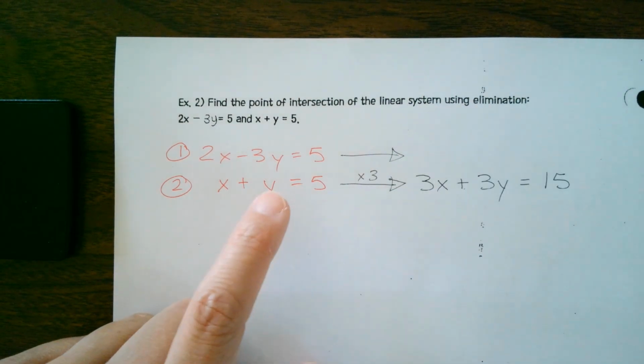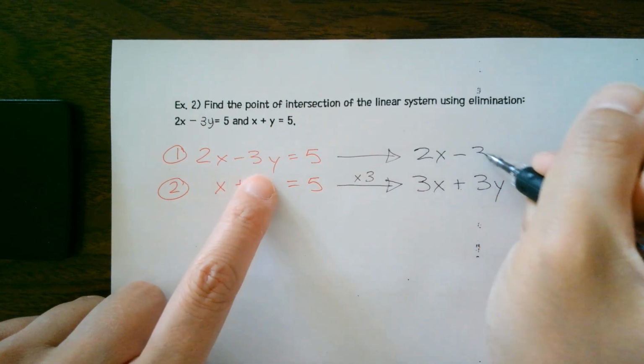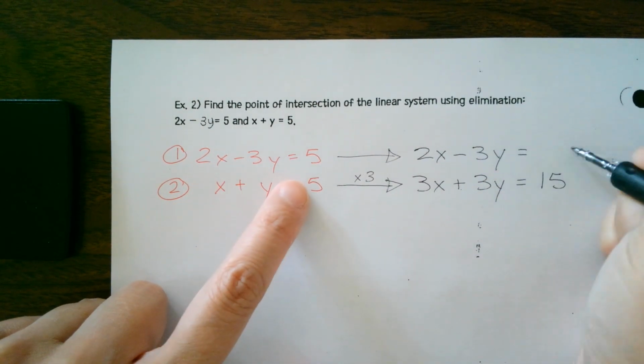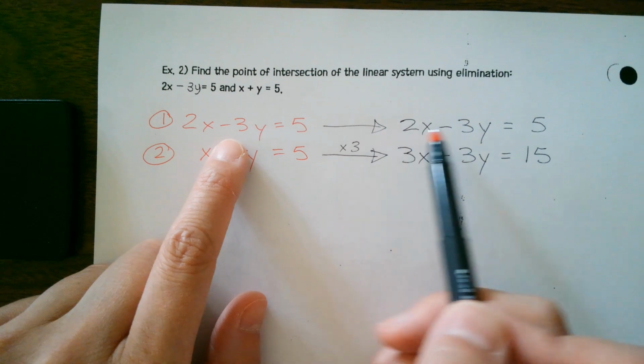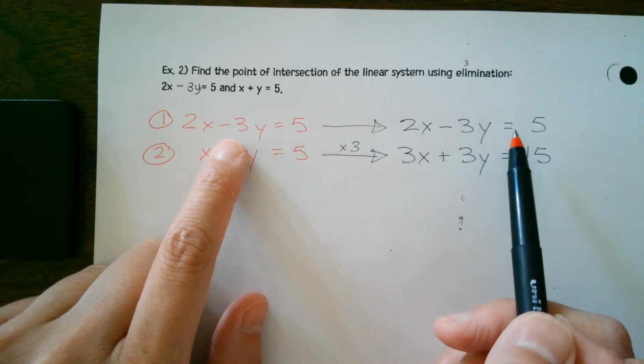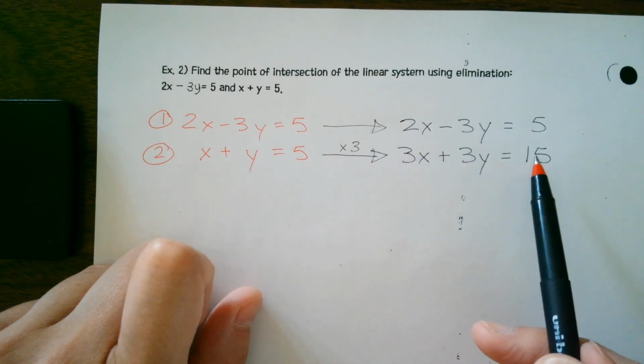Okay, I know what you're thinking, right? So just hang in there. I will explain in just 1 second right here. Okay, so for the first equation, I just copied it straight over. I didn't need to change anything. Second equation, I multiplied everything by 3.